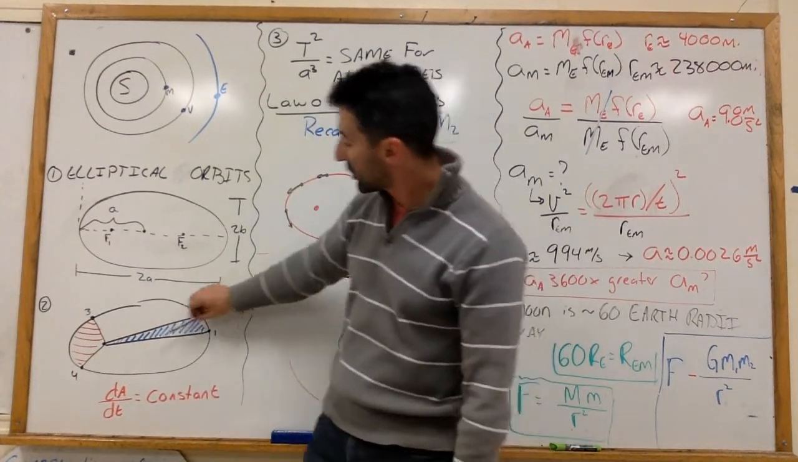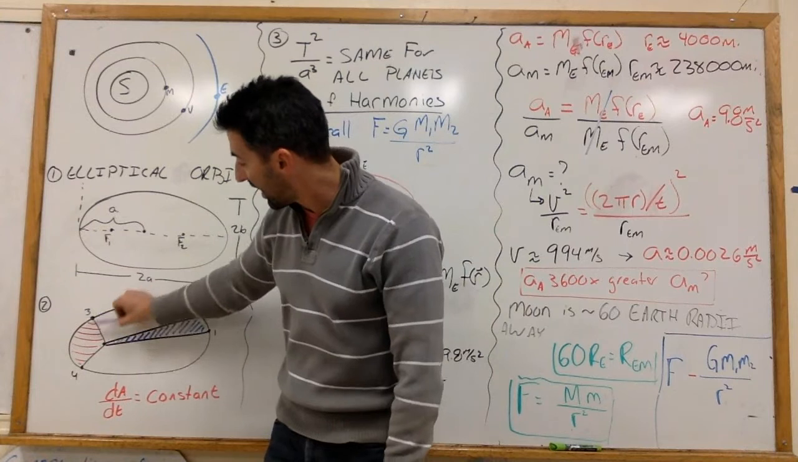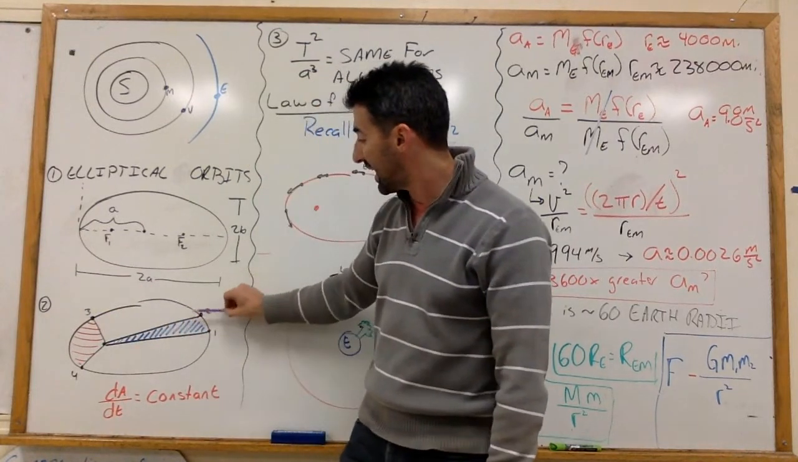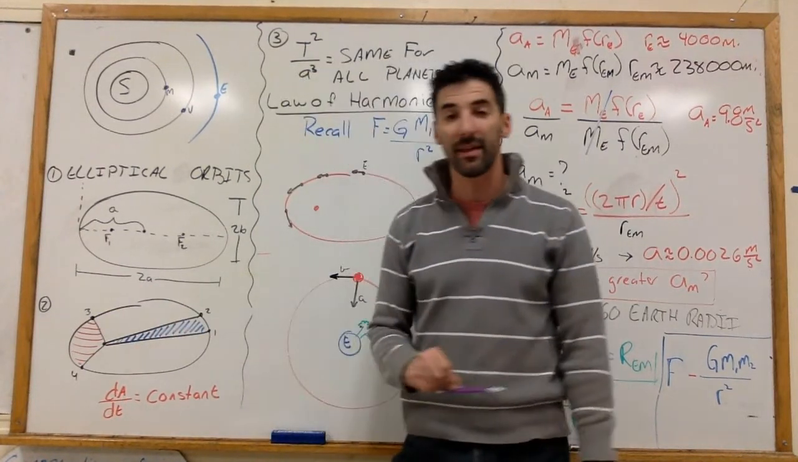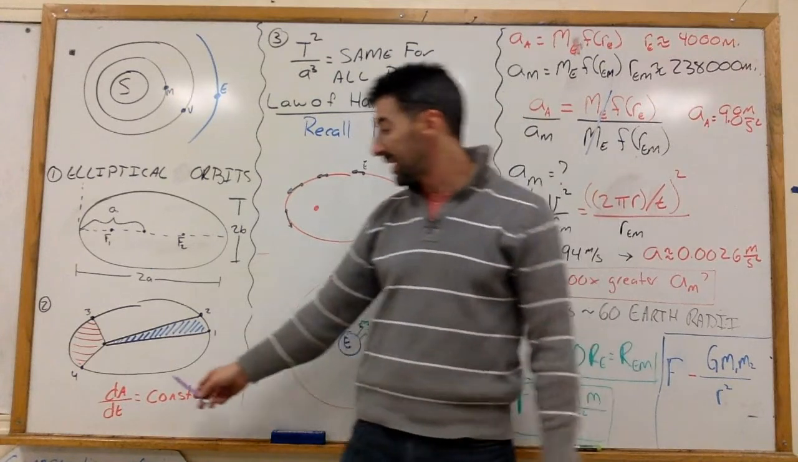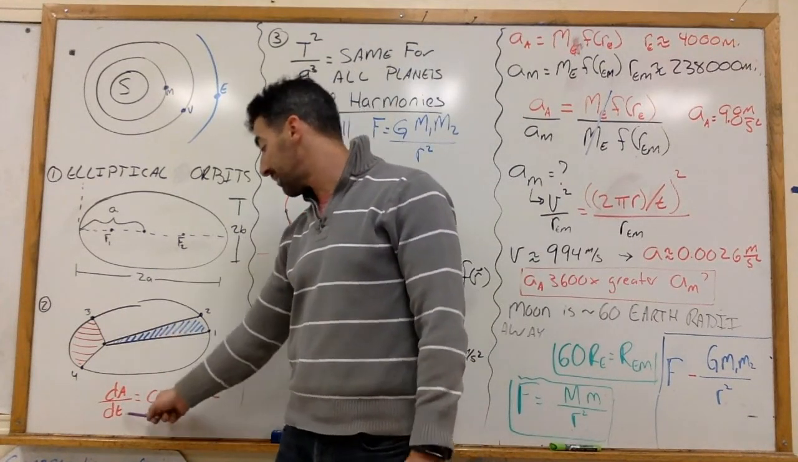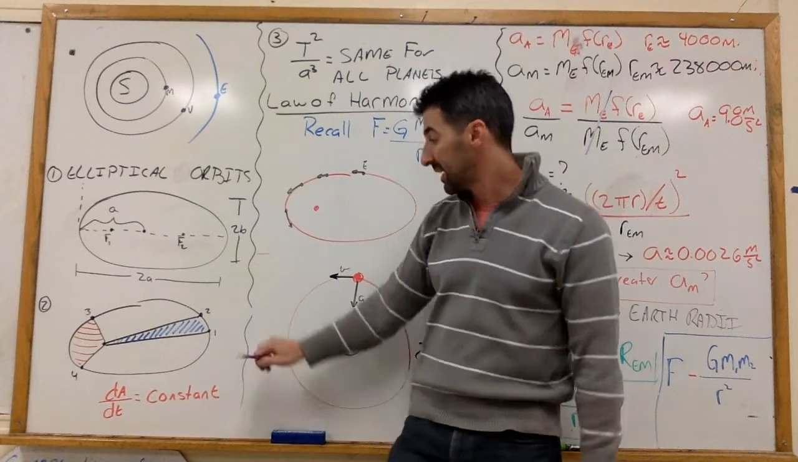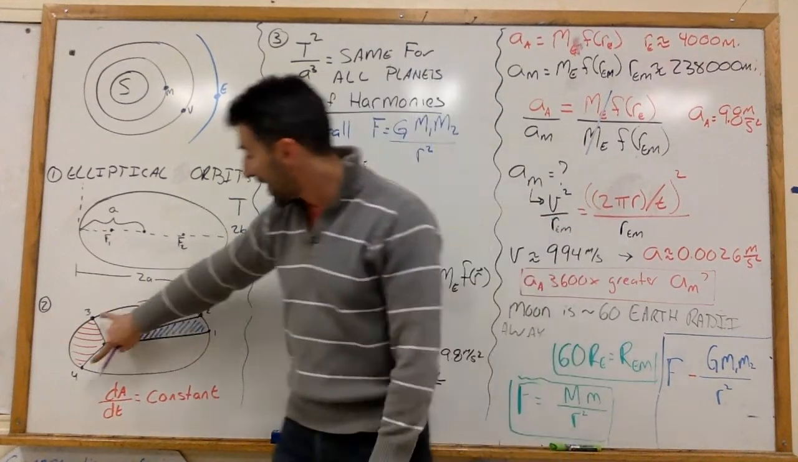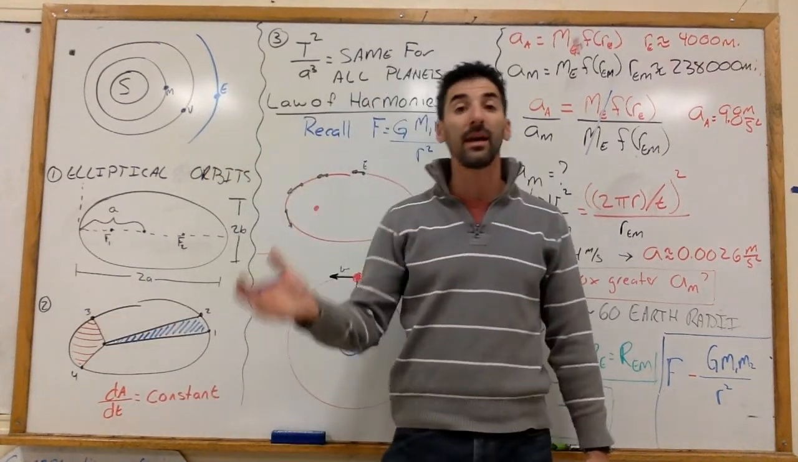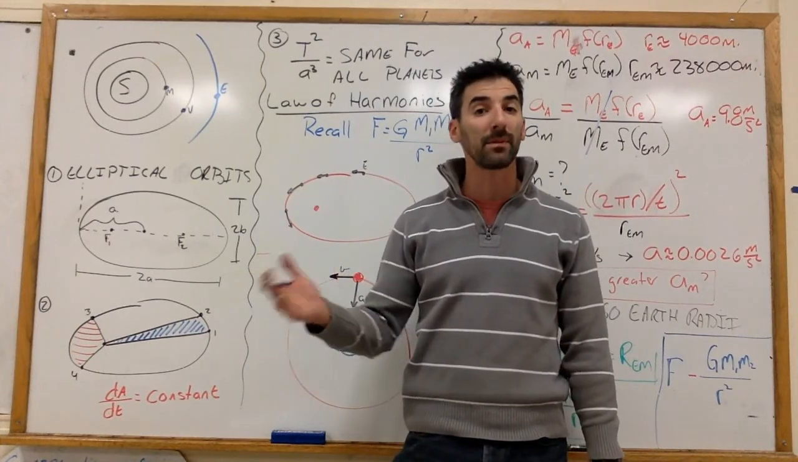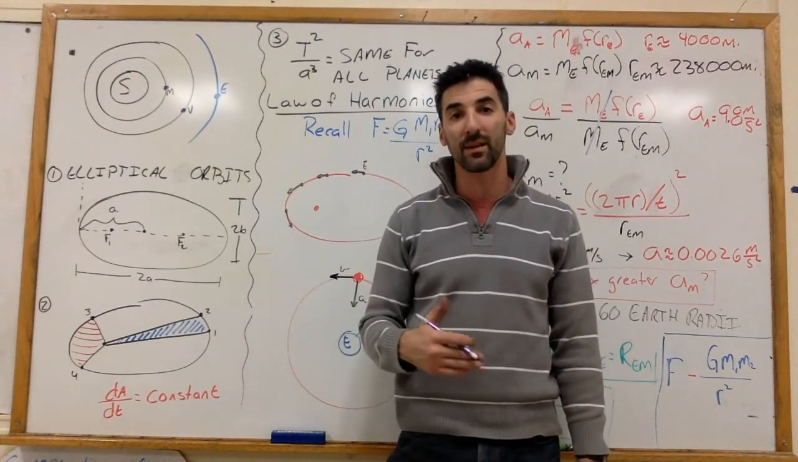Well, what I tried to show you here is that the red area here would be the same as the blue area there. In other words, the area swept out by the planet per unit time is constant. If this happened in 1 week, that also happened in 1 week. Meaning, again, my planets speed up and slow down as they go around their star.